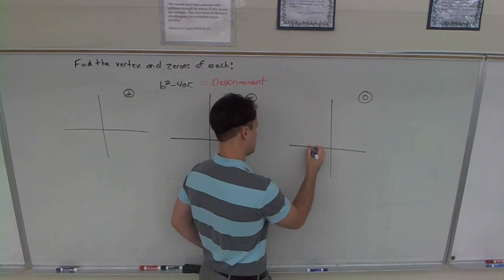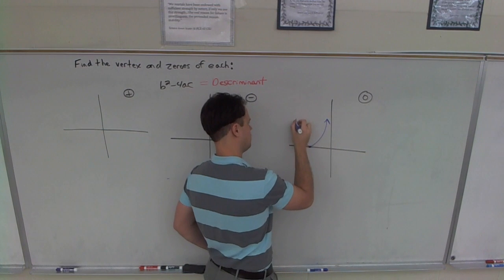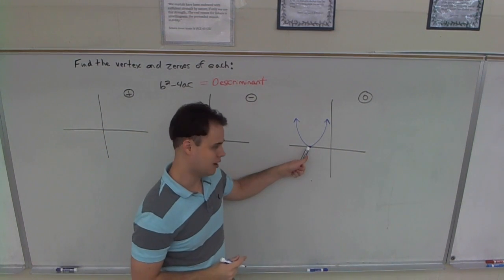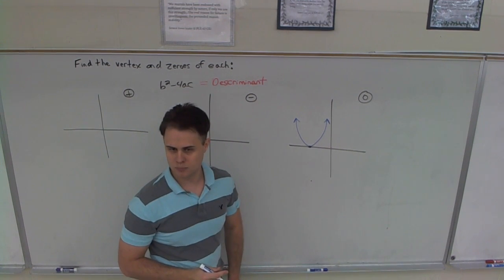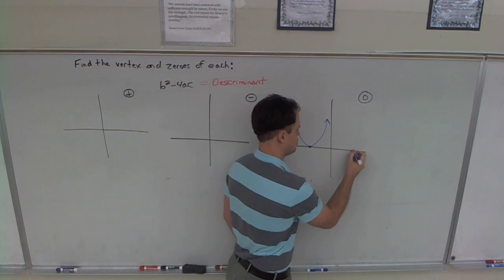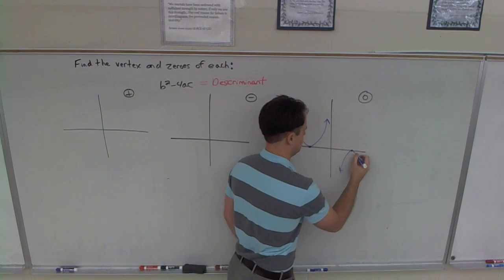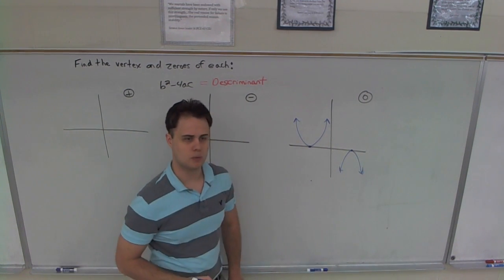That's when the parabola does something like that and has one real 0. That happens when the discriminant is nothing. It could also, of course, be a downward facing parabola and look something like this. That would also have one real 0.